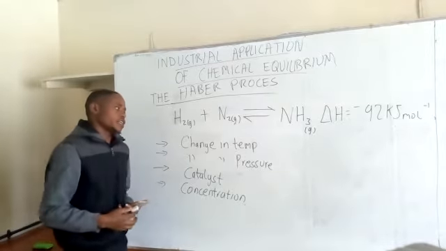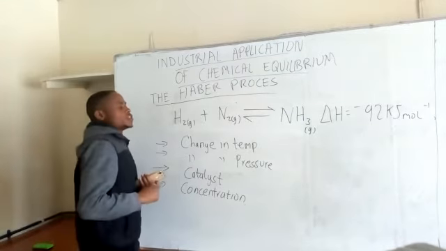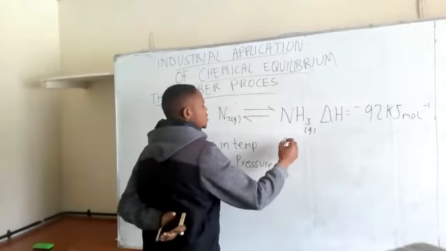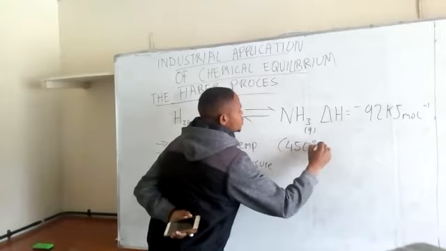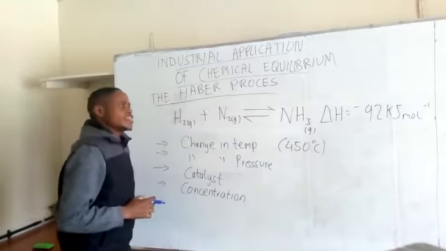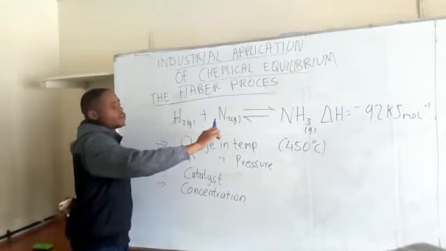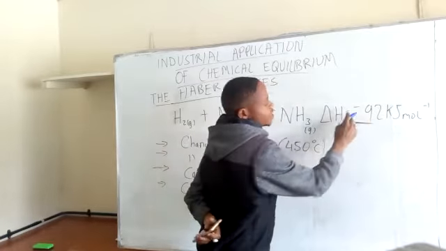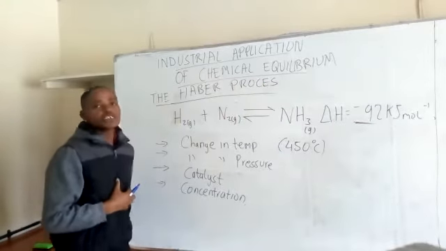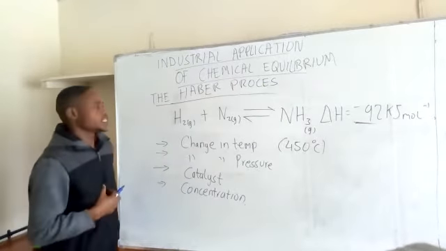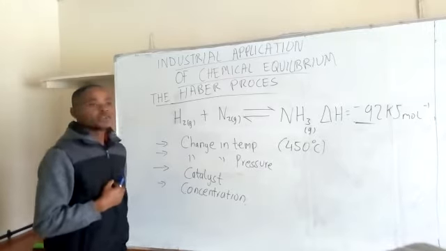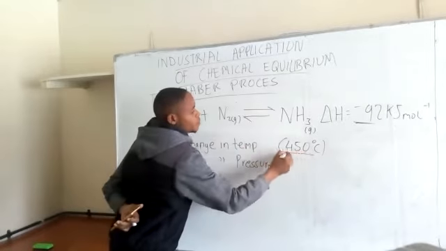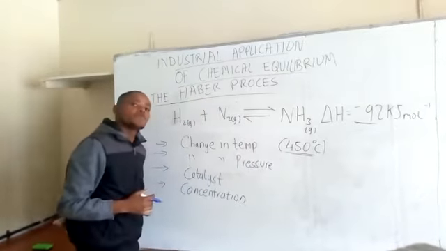So we're going to start with the first one, change in temperature. The optimum temperature used or maintained in the system is about 450 degrees Celsius. As you can see, the forward reaction is exothermic. That's why the enthalpy change is negative here, meaning the process is producing some heat. So we expect that reducing the temperature will favor the forward reaction. However, in the Haber process, they use 450 degrees Celsius.